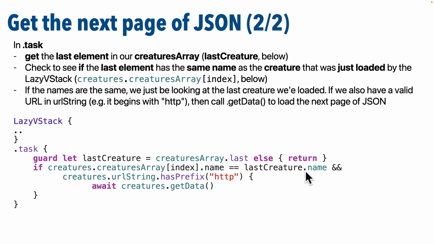So that means we're looking at the last creature that we loaded, so we should call getData and load more JSON. But we only want to do this if the URL string has a valid URL, not if it's null, remember? Because if it's null, that means there are no more pages of Pokemon left to load. We've loaded the last page of JSON. So here I check to see if the URL string begins with, or has a prefix of, HTTP. That wouldn't be the case if we get a null value for the next value. So if this is no longer true, then we must be looking at the last page of JSON data, so this will make sure that we never call getData if we have no more pages of data left, and we're done. So let's code this up and see if it works.